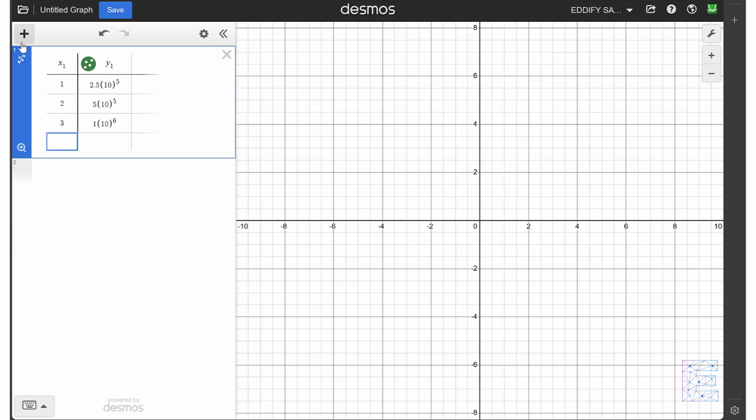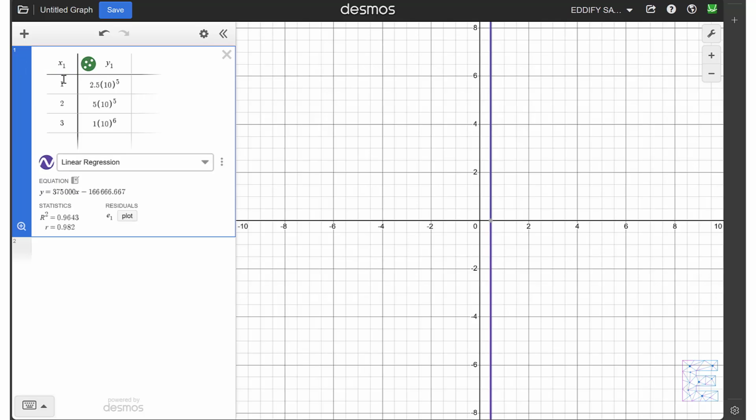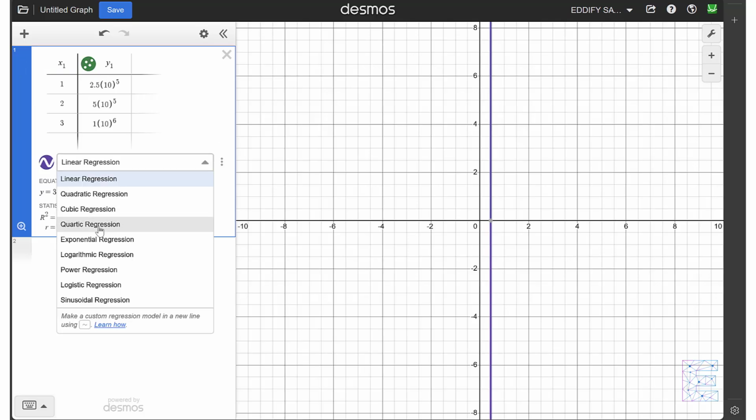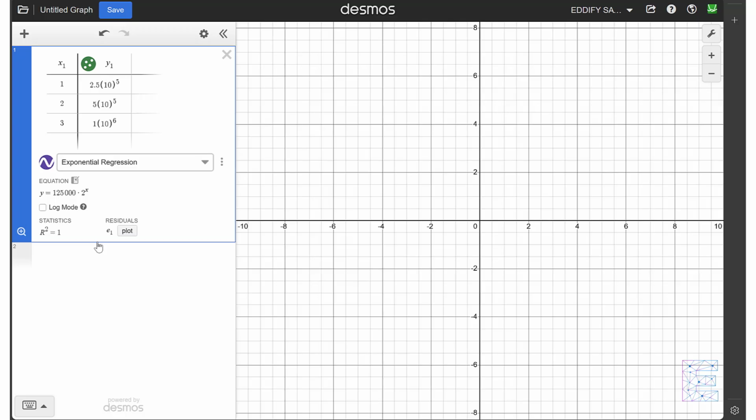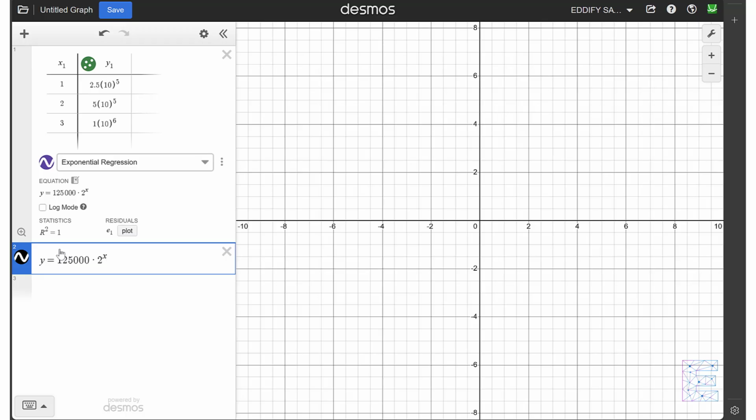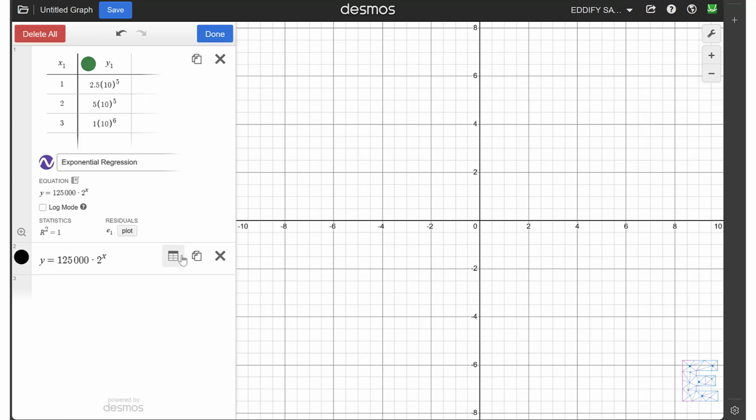Now to create a regression, all you do is click on these dots, drop down to the exponential regression because we're looking at an exponential function from the question. Now this is the equation of that table. So you copy that equation, you paste it here in section 2. From this, we can now look at the table of this graph right here. So I'm going to click on the gear, and I'm going to select table right here.